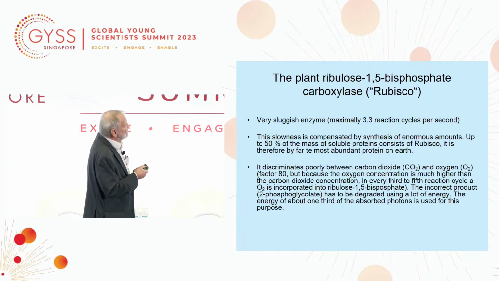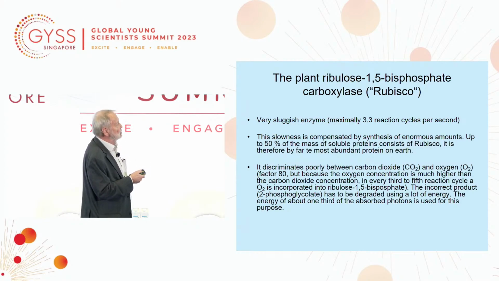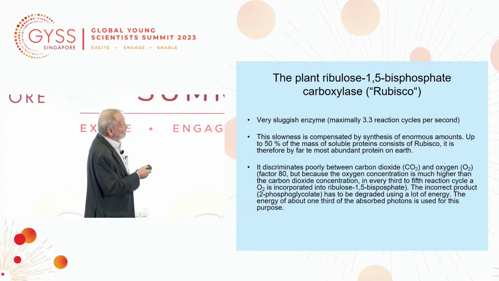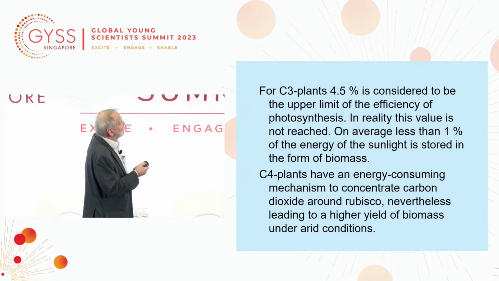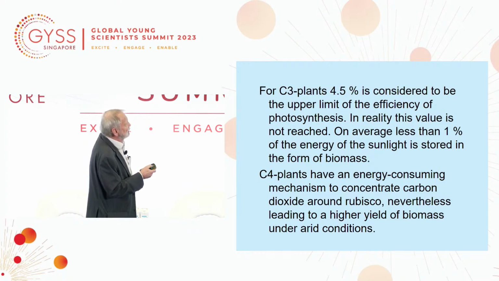You get an incorrect product, 2-phosphoglycolate. This is degraded using a lot of energy in the plant. And about a third of the energy of the absorbed photons is used for the degradation of the phosphoglycolate. So for most plants, 4.5% is considered to be the upper limit of the efficiency of photosynthesis. But in reality, it's less than 1% of the energy of the sunlight which is stored in the form of biomass.